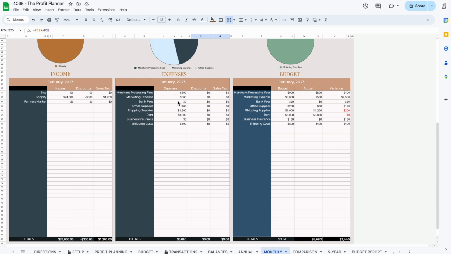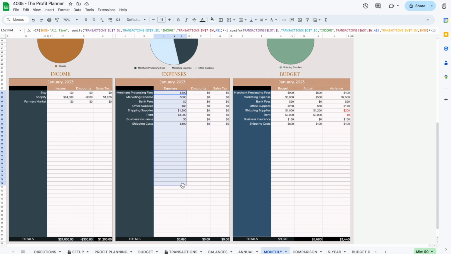Now, your expenses, same thing. Reminder, as we said before in the transactions tab, the discounts and sales tax are optional. So if you're entering that data, you'll see it here. If you're not entering that data, they'll just be zeros. So you'll see all of your expense categories and how much you've actually spent. And then you're going to see your budget versus actual for those same categories.